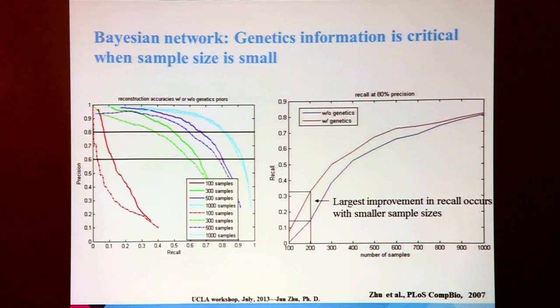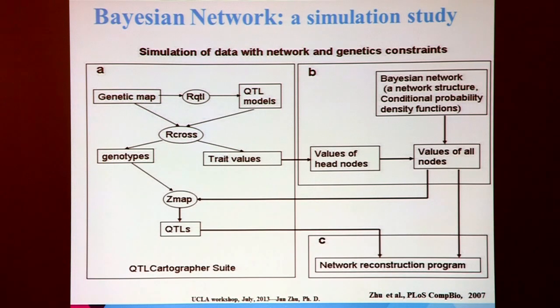Did you simulate with noisy genetic priors, or were they perfect genetic priors based on the simulation? The noise comes from here. Even though you have perfect genetics, the QTL effect can be strong or weak. So in that sense, it's the QTL effect.